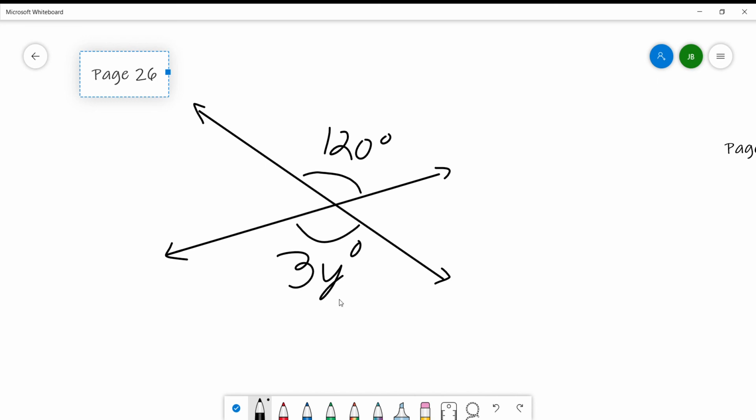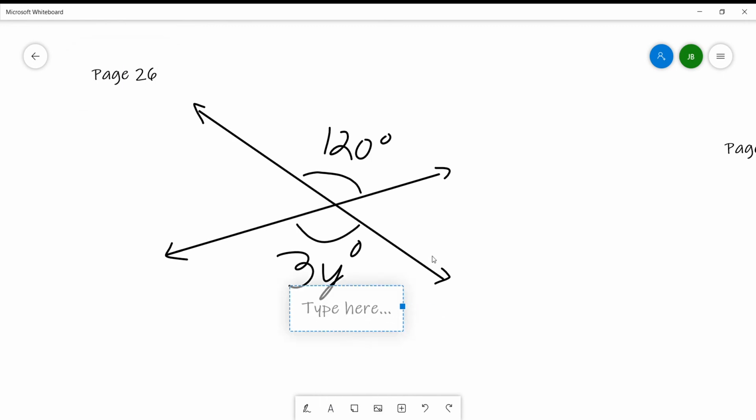Sweet. So in case you've solved it, you can move on. The answer should be y equals 40. Here's how we get there. We set 3y equal to 120. We know that they're equal because they are adjacent and therefore congruent. 3y equals 120. We divide both sides by 3, so y equals 40 degrees. Capiche? Very good.